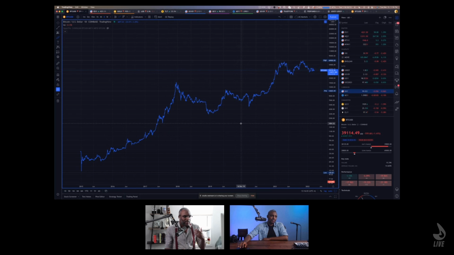So logarithmic just makes it so that the chart, instead of going 1, 2, 3, 4, 5, goes up 10, 100, 1,000, 10,000, and so on. It goes up by orders of magnitude.